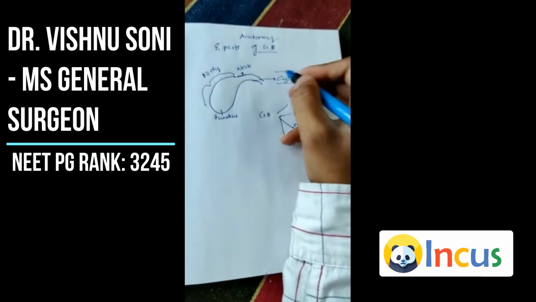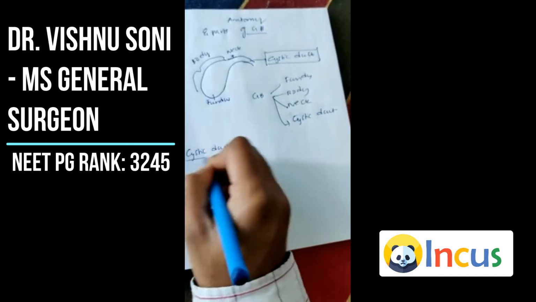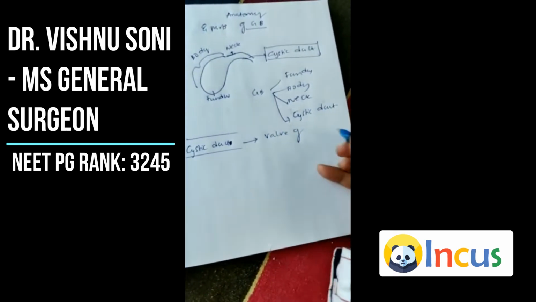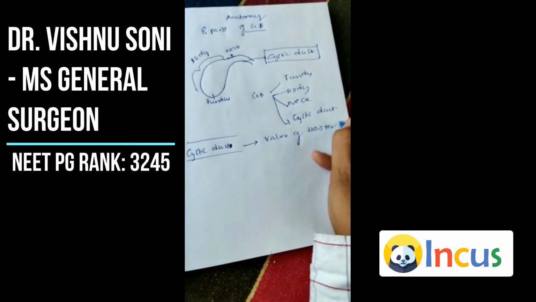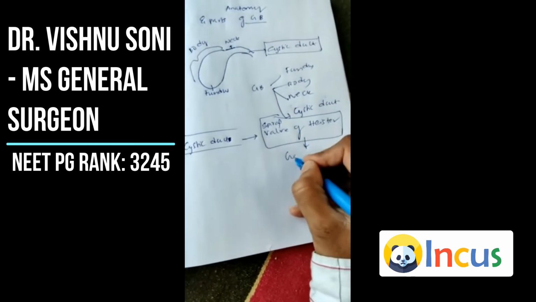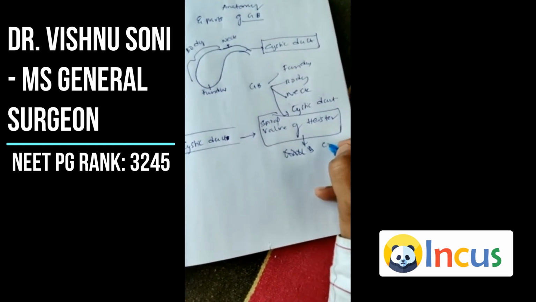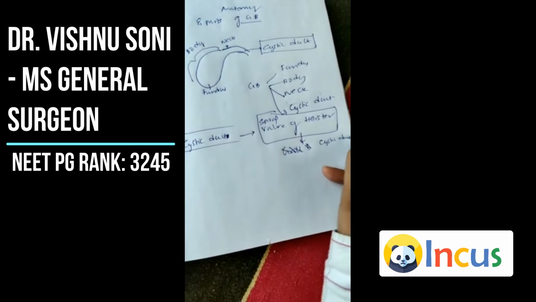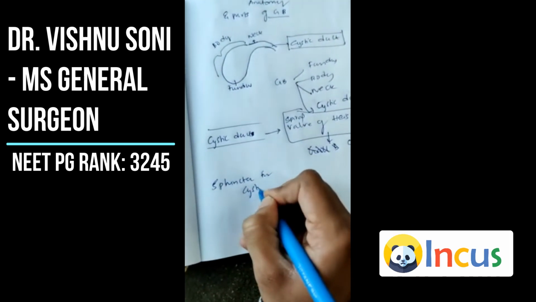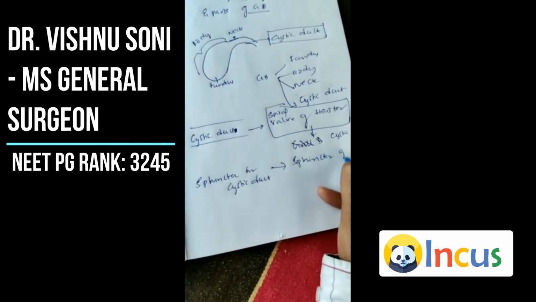Yes. So in the anatomy of the cystic duct, the mucosa of the cystic duct has a valve called the spiral valve of Heister. It is present in the cystic duct, not the gallbladder. There is also a sphincter for the cystic duct, that is the sphincter of Lütkens.